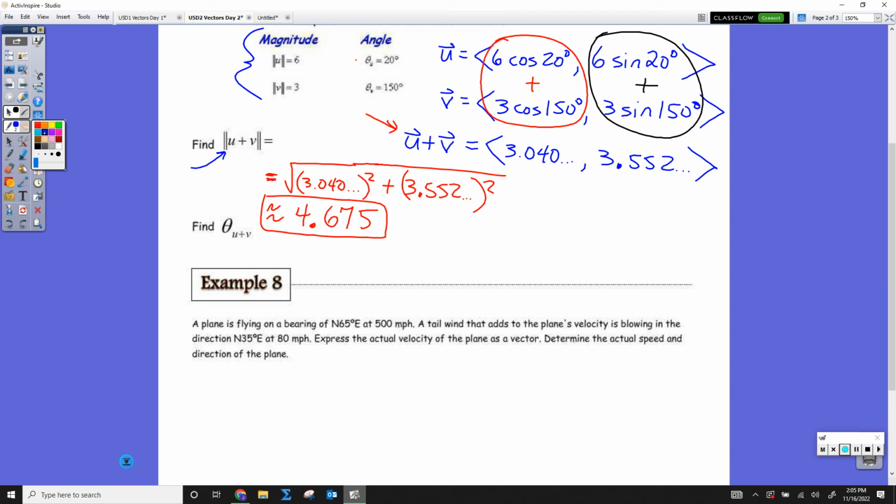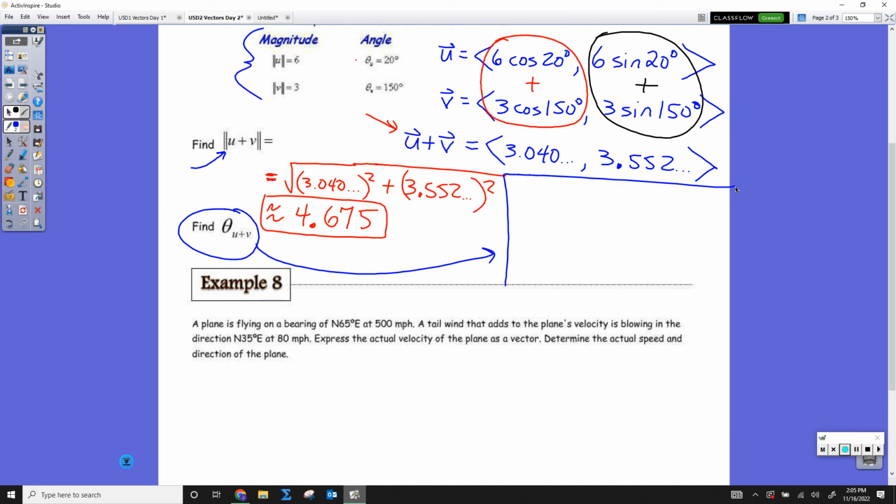Okay, so we're going to come over here. This part right here, we'll kind of just borrow some space over here for a second and section it off. All right, so we're trying to find theta. So you have to be careful. Remember, this is tangent. Okay, and we're trying to find the directional angle of our theta.